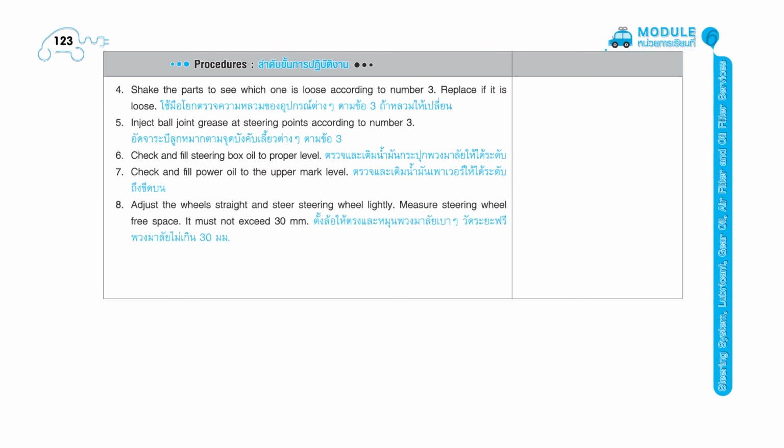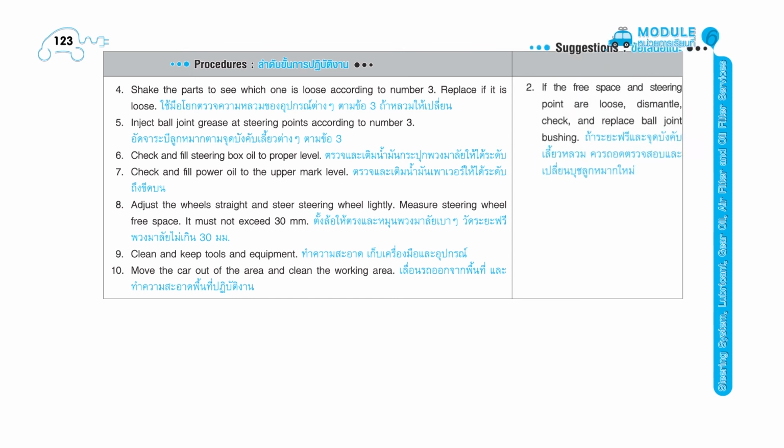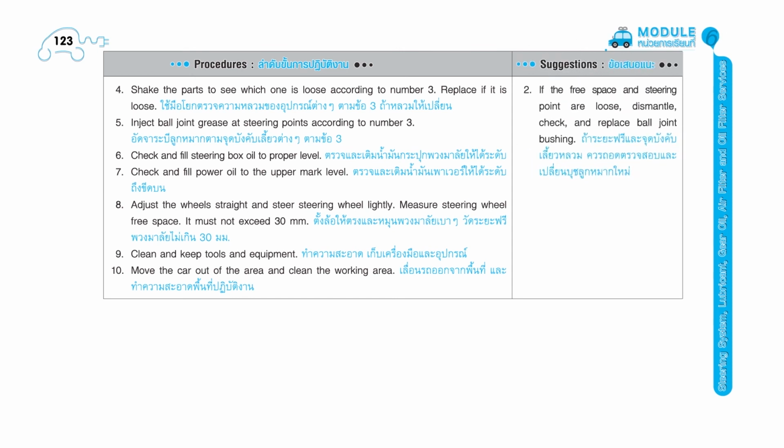8. Adjust the wheels straight and steer steering wheel lightly. Measure steering wheel free space. It must not exceed 30 millimeters. 9. Clean and keep tools and equipment. 10. Move the car out of the area and clean the working area.